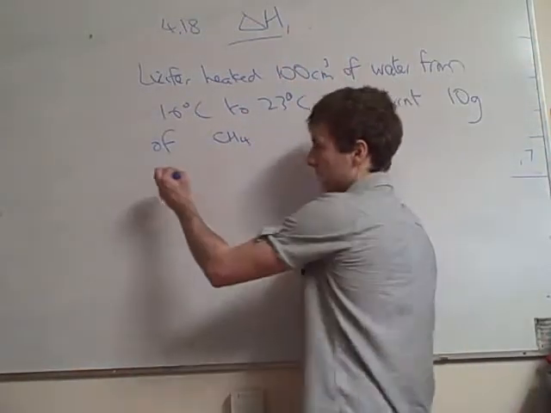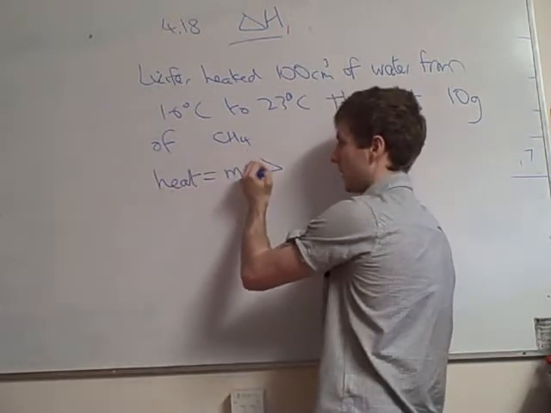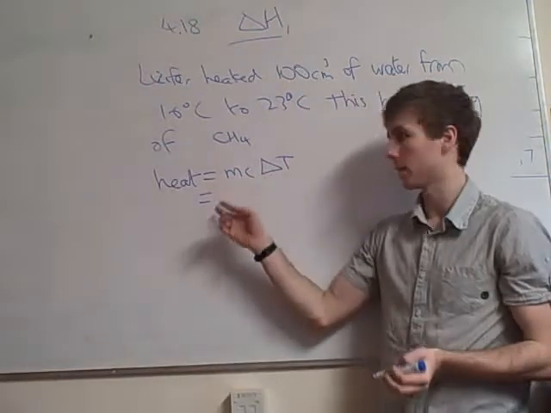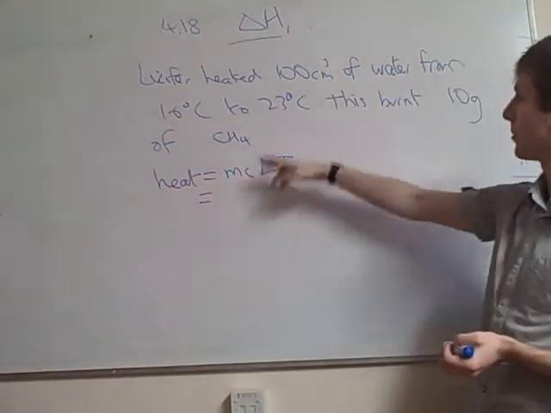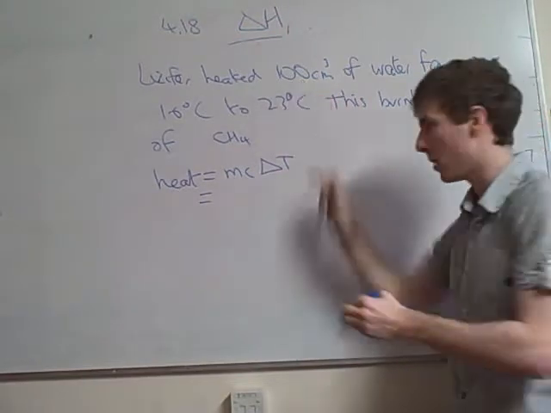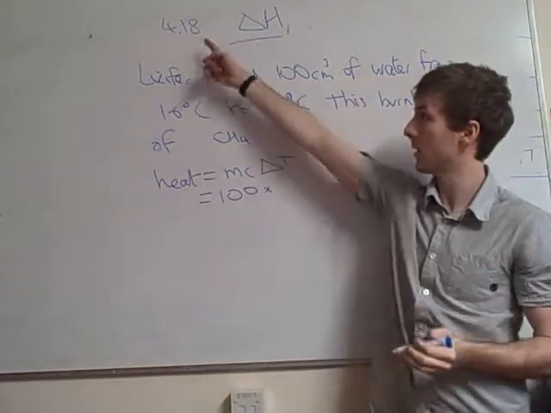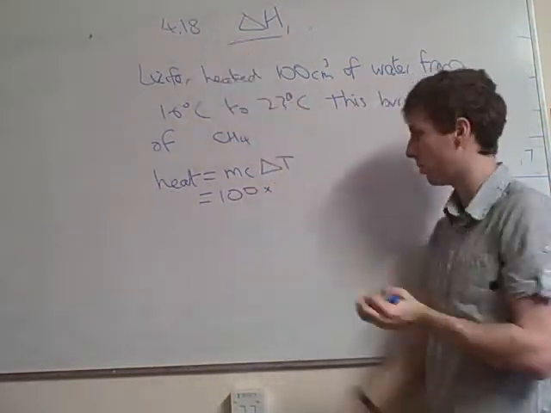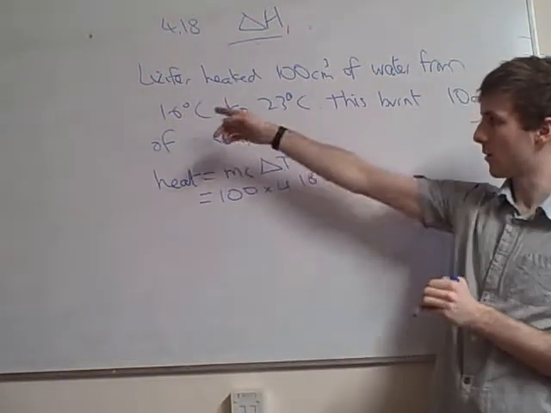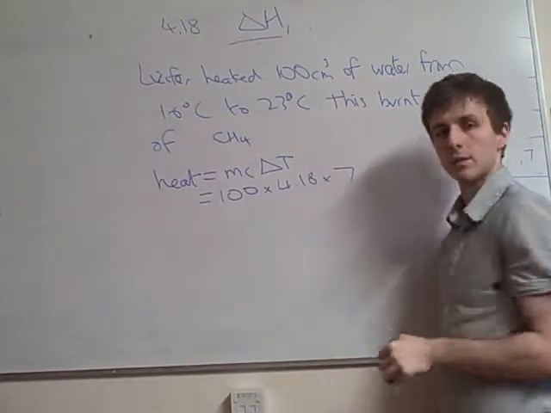So what we need to do, we start with heat. Heat equals MC delta T. My mass is the mass of my surroundings, hopefully we can remember that, which is 100 centimetres, 1 centimetre is 1 gram, so that's 100 grams. My specific heat capacity, 4.18, will always be told to you. And my temperature change from 16 to 23, that's positive 7 degrees.